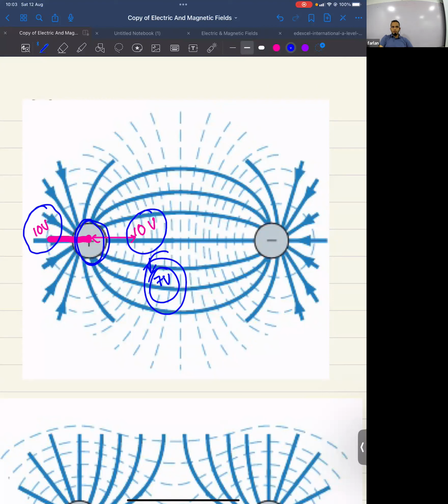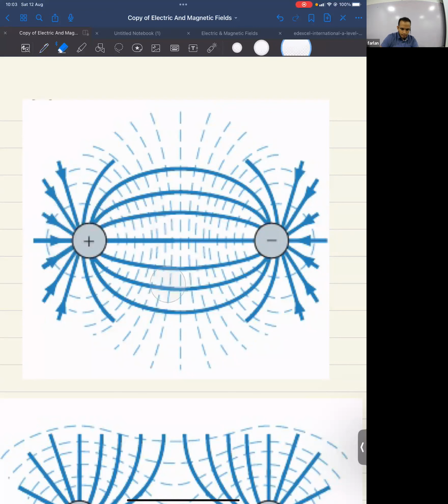Which means on this right side, to get the same 10 volts, you have to get closer to the charge. You want to get the same 10 volts on the right side of this positive charge, so you have to get closer to the positive charge. Understand? So the summary is, let's say there exists a point from the positive charge on the left side with 10 volts. To have the same 10 volts on the other side, it definitely has to be a point closer than that.